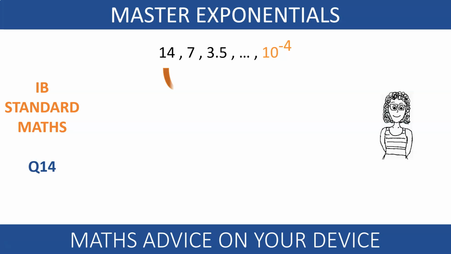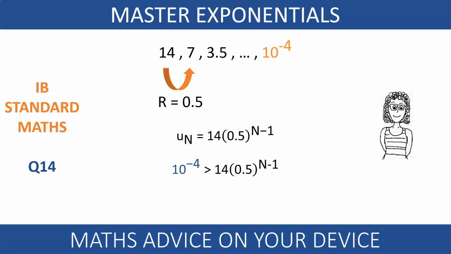The nth term of this geometric sequence is 14 times 0.5 to the power of n minus 1, since the first term is 14 and the second is 7. So we are multiplying by the ratio 0.5. How many times do you need to do this before the number gets smaller than 10 to the power of minus 4? Well, we could use trial and error and continue dividing by 2. Or we could save time and use logarithms.